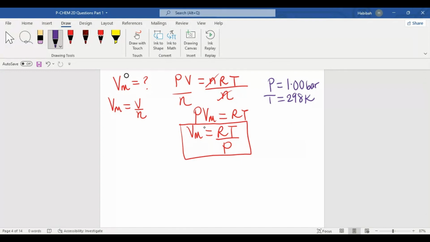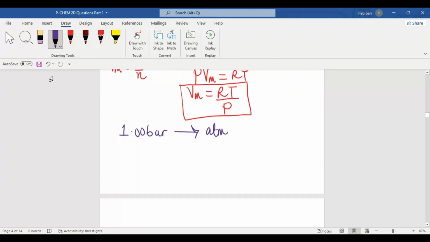So we're given pressure 1 bar and temperature 298 kelvins. I am going to be converting this 1 bar to the proper units of atmosphere, because that is what I'm most comfortable with. You can use bar, but just make sure that it matches the gas constant value that you'll be using to solve it. So for 1.00 bar to atmosphere, we have to remember that 1 atmosphere equals 1.01325 bar.